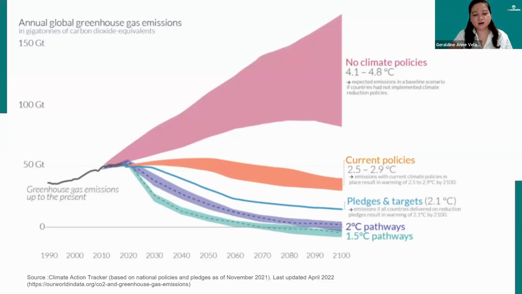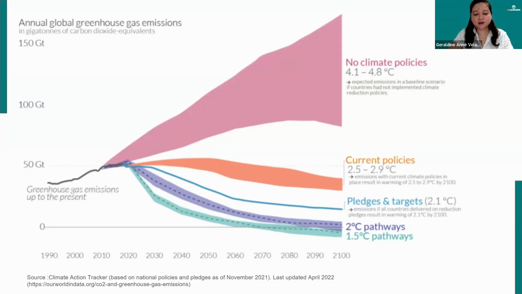The pink line, 4.1 to 4.8 degrees Celsius, no climate policy scenario. In a world with no climate action, emissions continue to rise sharply, leading to extreme warming and severe climate impact. That's very warm. Orange line, the pathway for the current policies. Based on policies already in place, emissions plateau briefly before declining slowly. This trajectory is still consistent with about 2.5 to 2.9 degrees Celsius of warming, or roughly 2.7 degrees Celsius on current trends.